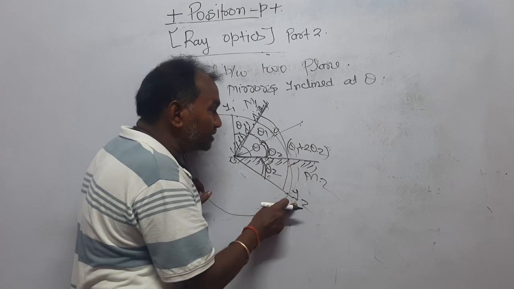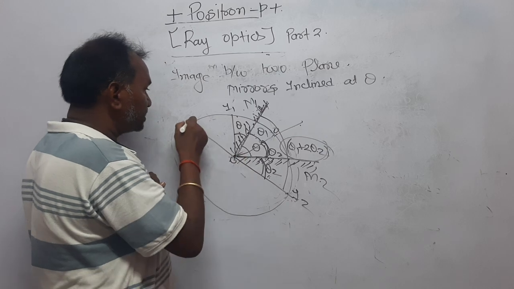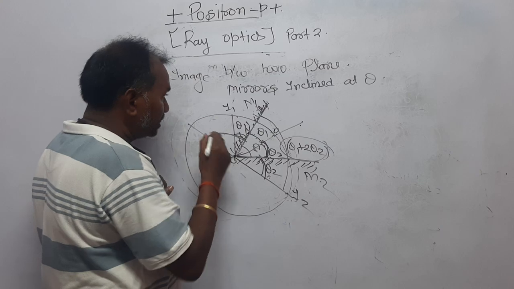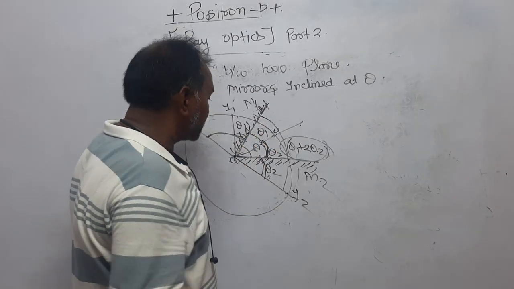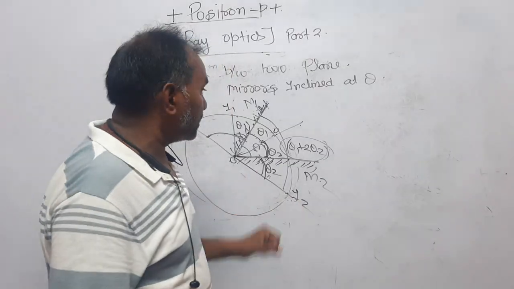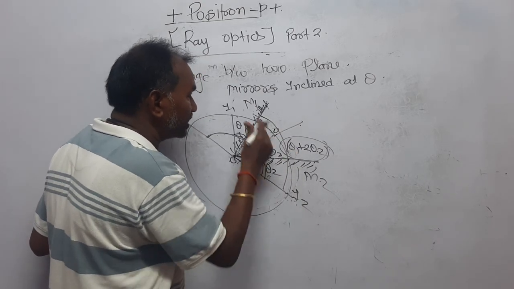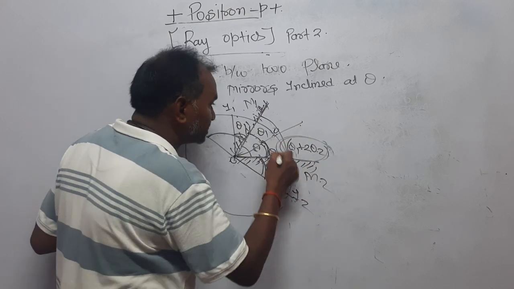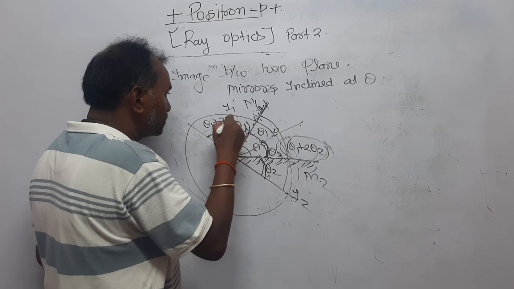So the image of I2 will be made by mirror M1 at the same angle. The image of I2 by the mirror M1 will be at the same angle where the virtual object was existing. Virtual object I2 is existing at theta 1 plus 2 theta 2 angle from mirror M1. That is why the image of I2 by M1 will be created at the same angle, that is theta 1 plus 2 theta 2.